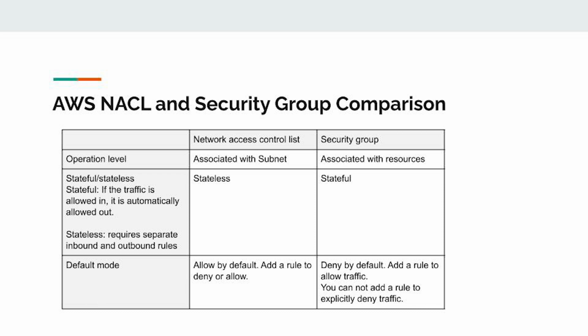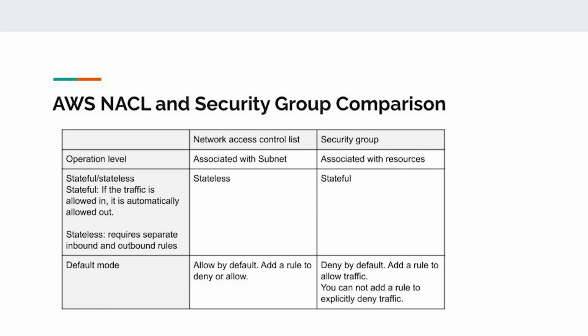Next, let's compare their ability to remember the source. Stateful means if the traffic is allowed in, it is automatically allowed out because the service remembers the source. Stateless means it requires separate inbound and outbound rules because the service does not remember the source. Network access control list is stateless and security group is stateful.